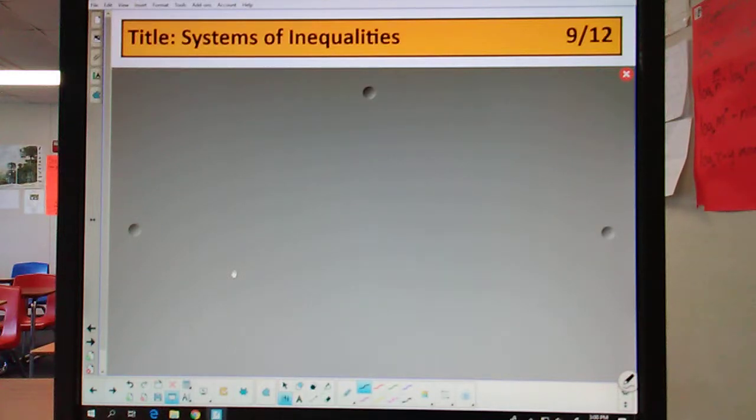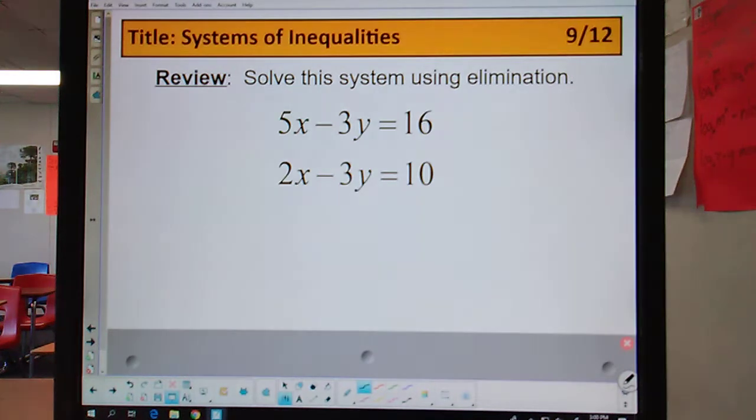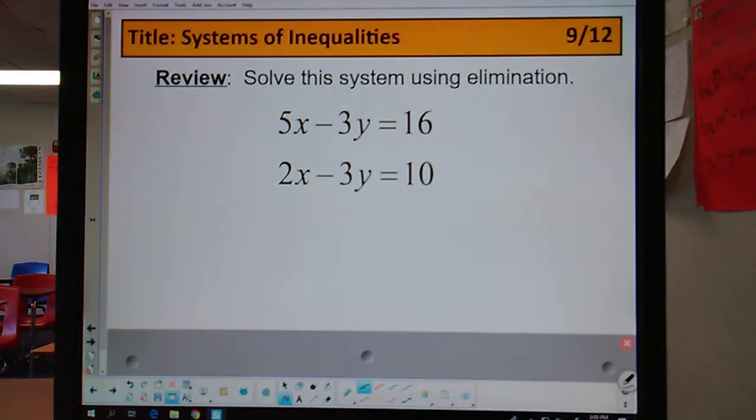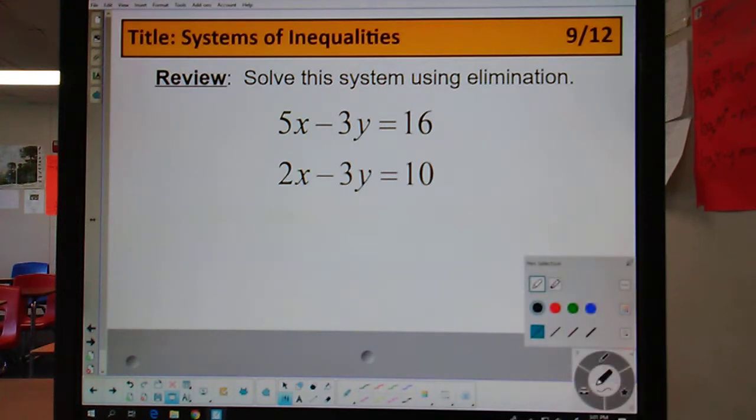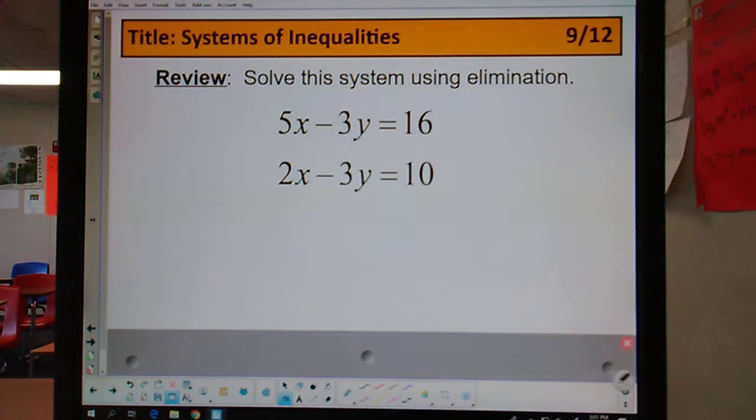Okay, today we're going to learn about systems of inequalities. As we talked about in our previous lesson, anytime you have a system, you just have two or more equations that you want to solve. So if you wanted to solve this system of equations using elimination, you could just simply apply this technique right here.